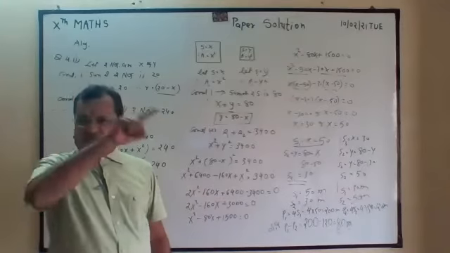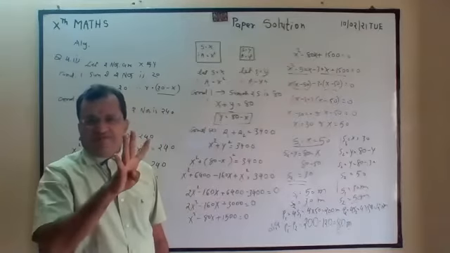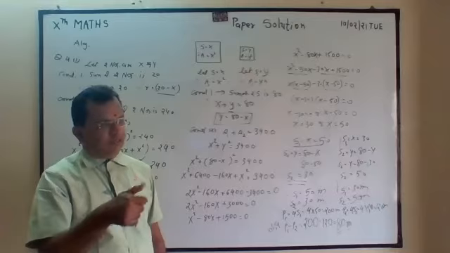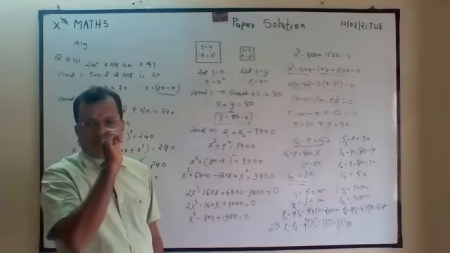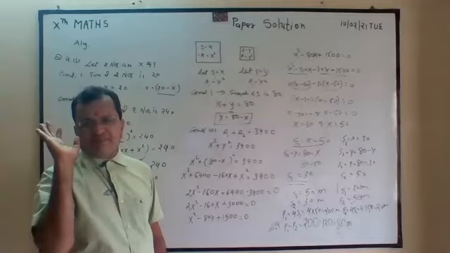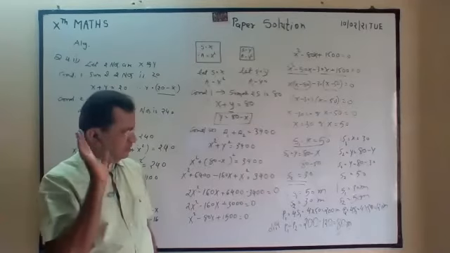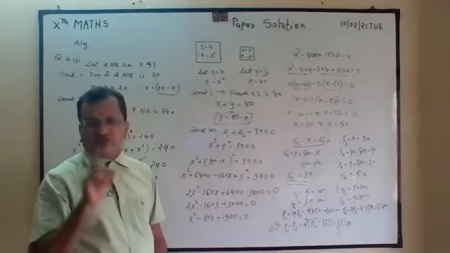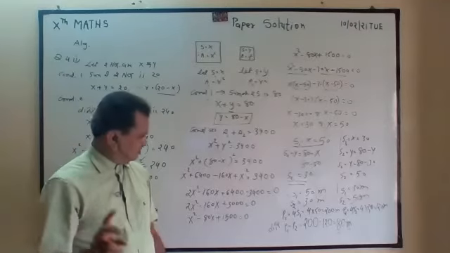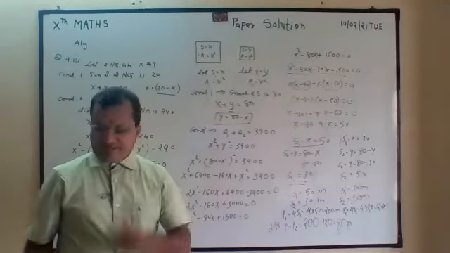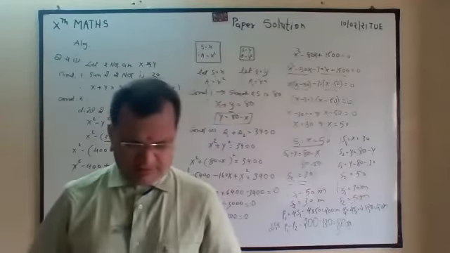If 50 is the side, 50, 50, 50, 50, 4 times, 200 perimeter. If 30 is the side, 30, 30, 30, 30, 120 is the perimeter. Then difference, 200 meter minus 120 meter, it is 80 meter, the difference.